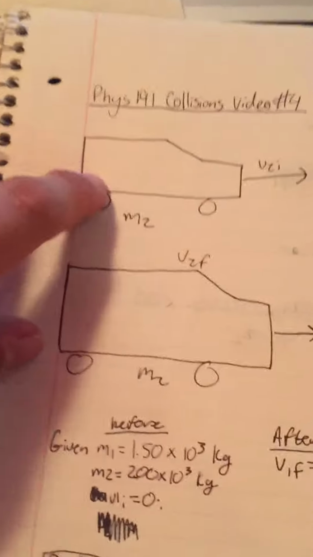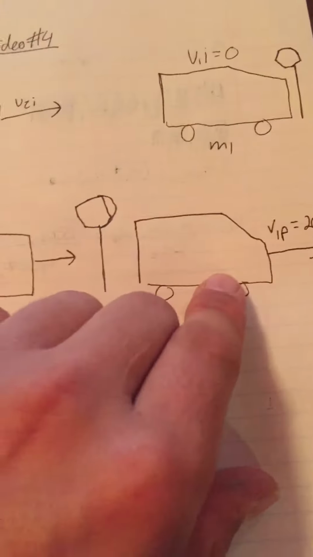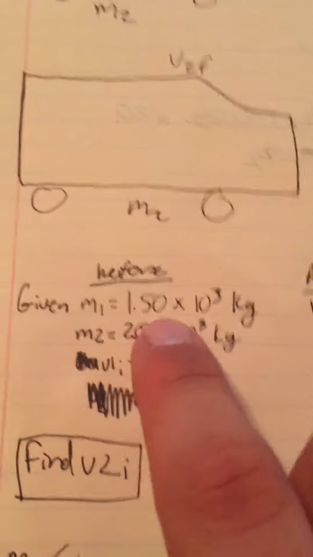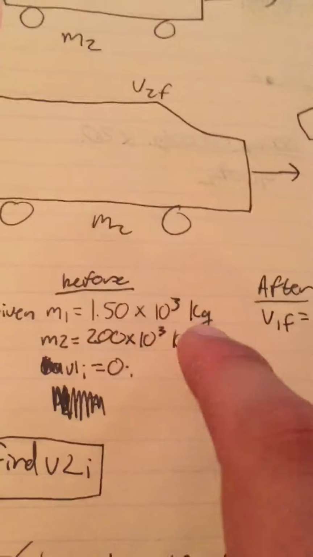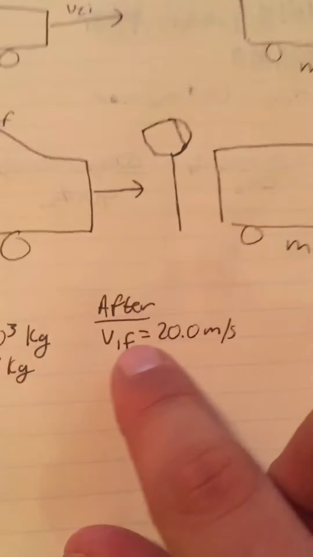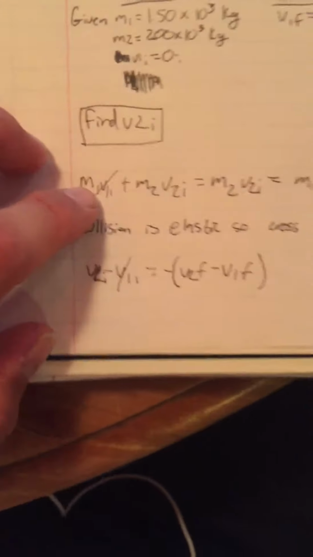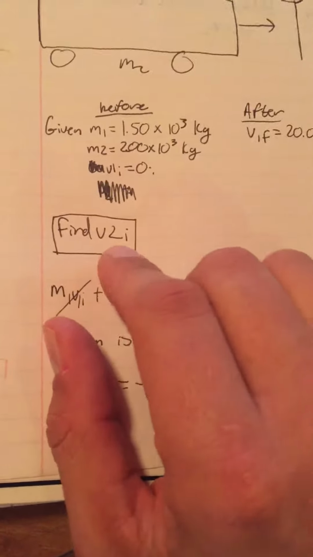So we have our truck, and our car stopped. The truck hits it, and then after it hits it, it goes forward. So our givens are M1 equals 1.50 times 10 to the third kilograms, M2 equals 2.00 times 10 to the third kilograms, and after the collision V1 final is 20 meters per second. So we know our formula. We need to find velocity of 2 initial.